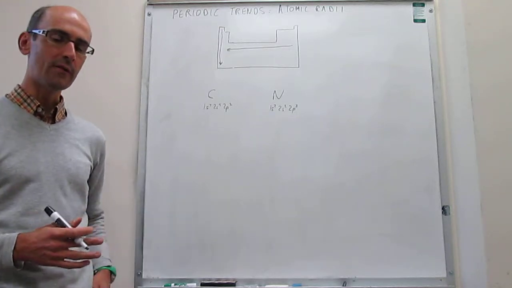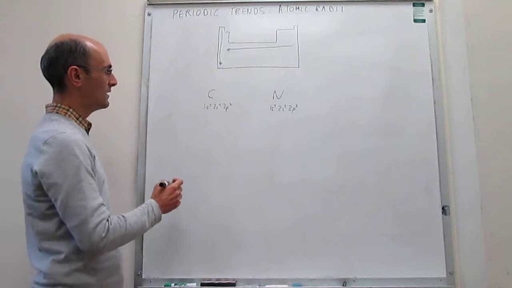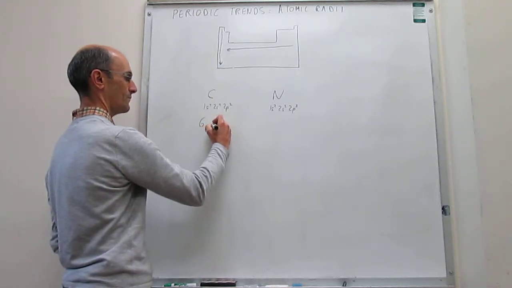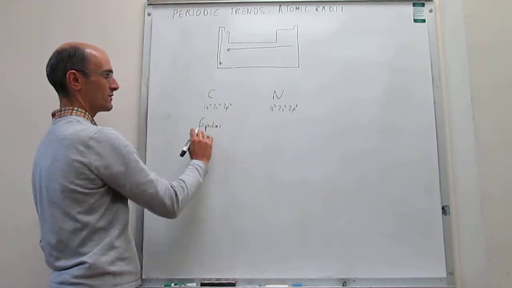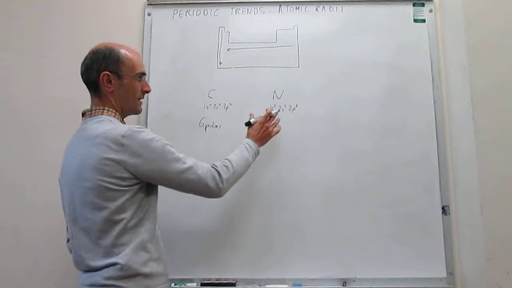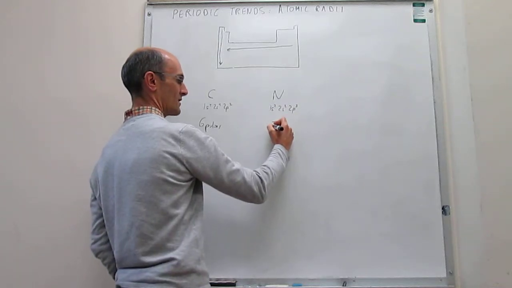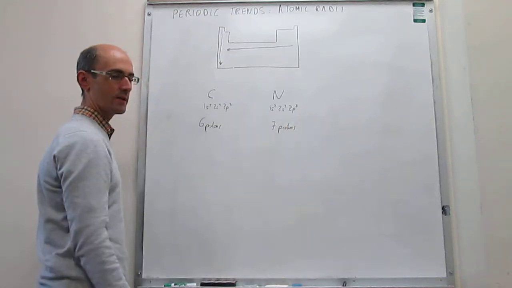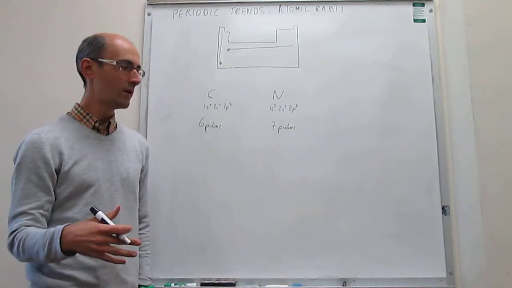So let's think about the nuclear charge first. Notice that carbon has 6 protons, and the 6 protons attract the 6 electrons in some manner. Then nitrogen has one more electron, but it also has one more proton, so you have 7 protons. So again, there are two things that compete here.